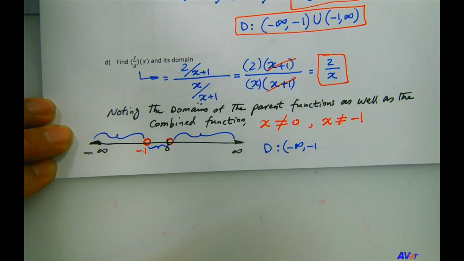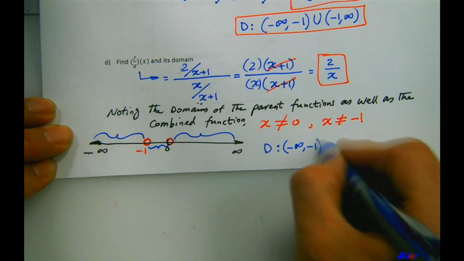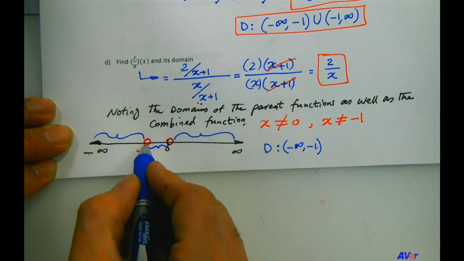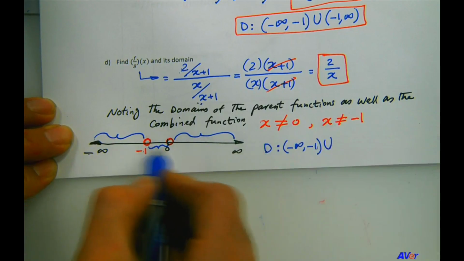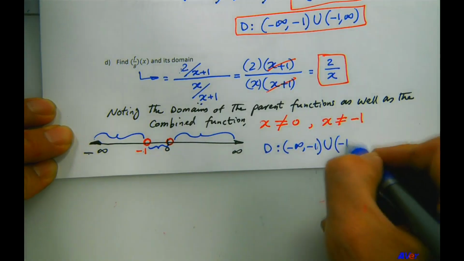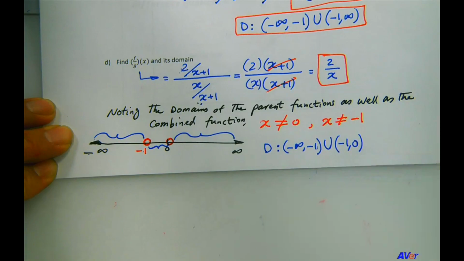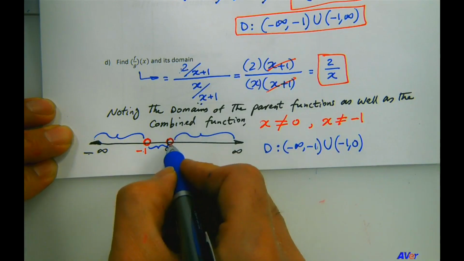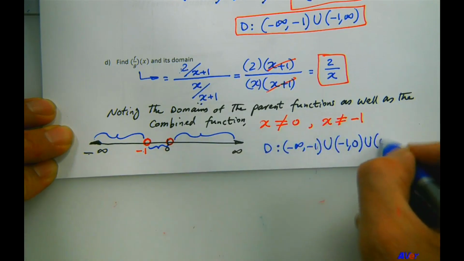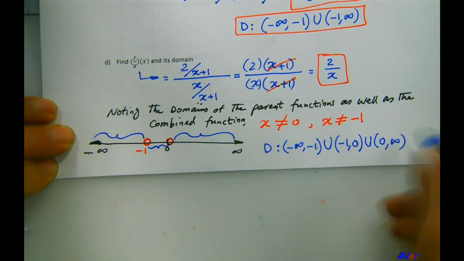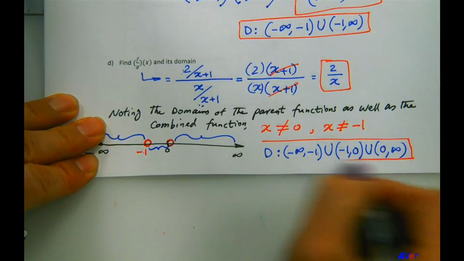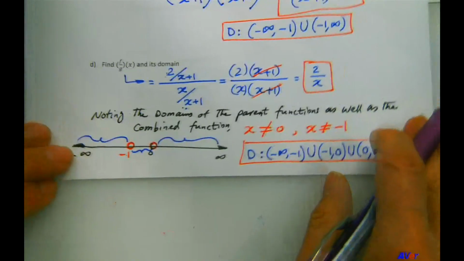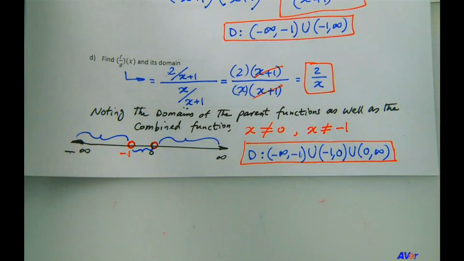Parenthesis or bracket? What do you think? Should I put a parenthesis here or bracket? Parenthesis, right? -1 is not included. Look at the hollow circle. Union in between the two, parenthesis, -1 comma 0 parenthesis, and then after that, union 0 comma infinity. So this is the domain of the combined function after we divide the functions, right?